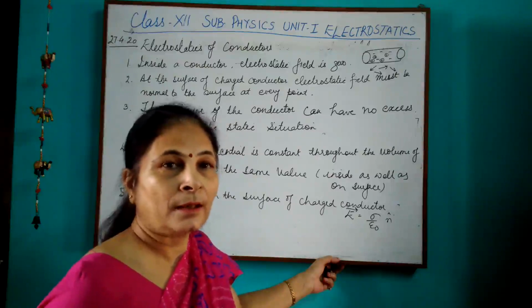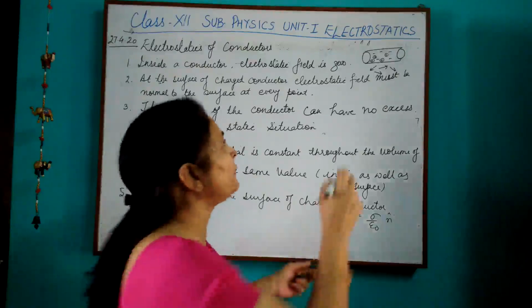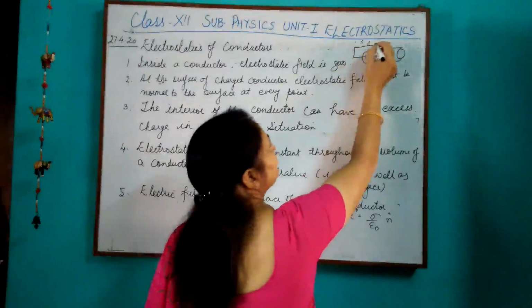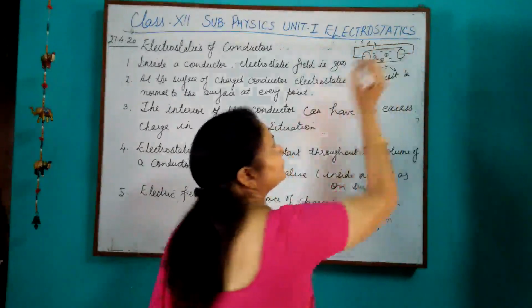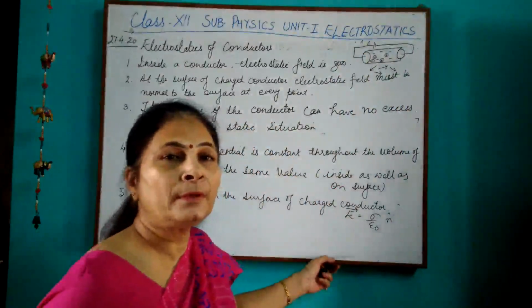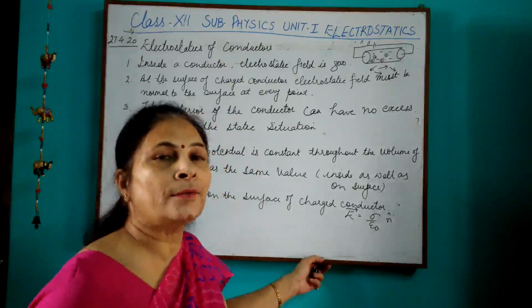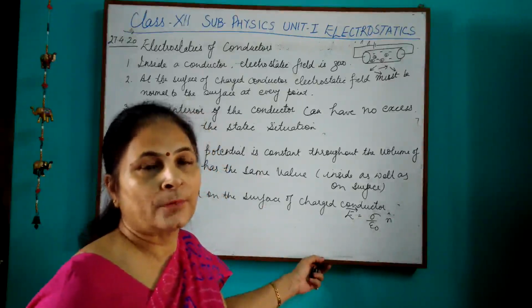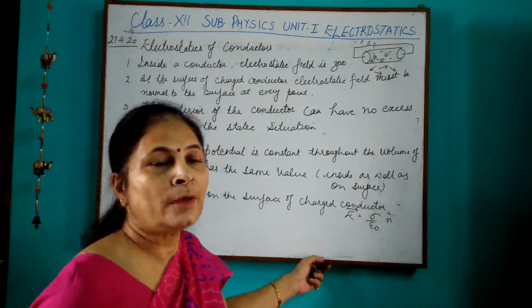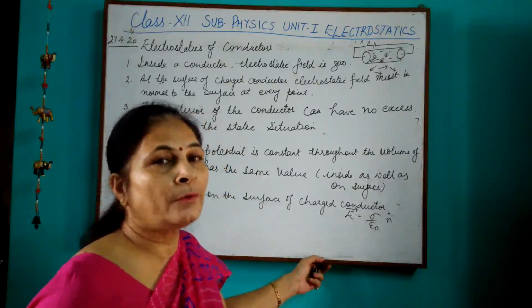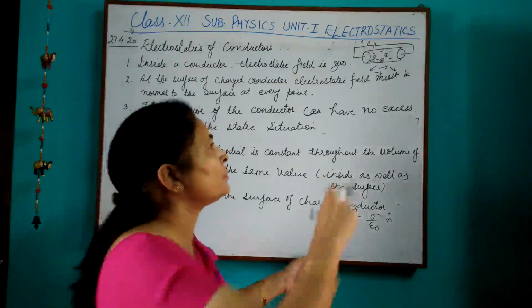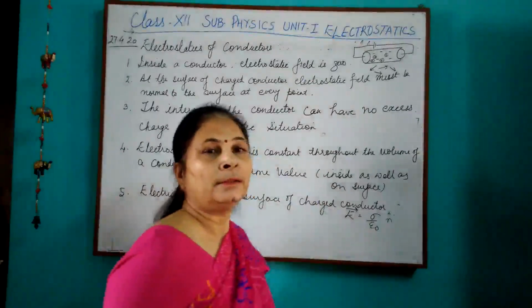But if some external field is applied, then what will happen? These electrons will start moving against the electric field, because the electric field direction is positive to negative, so electrons will be moving from negative to positive. They'll start moving like this.